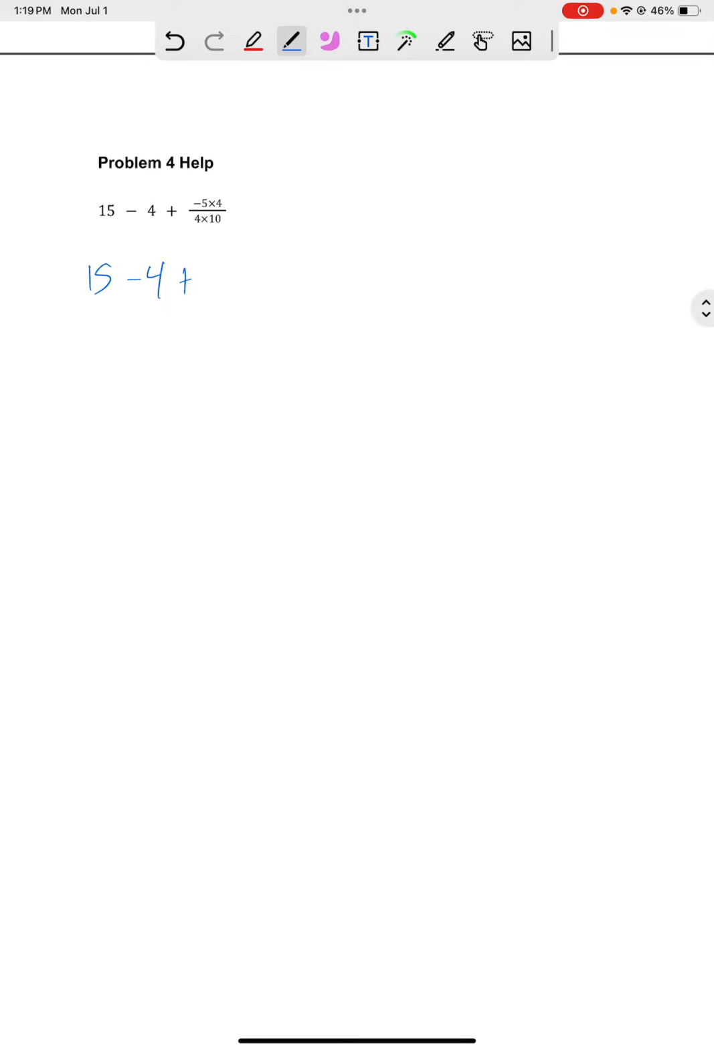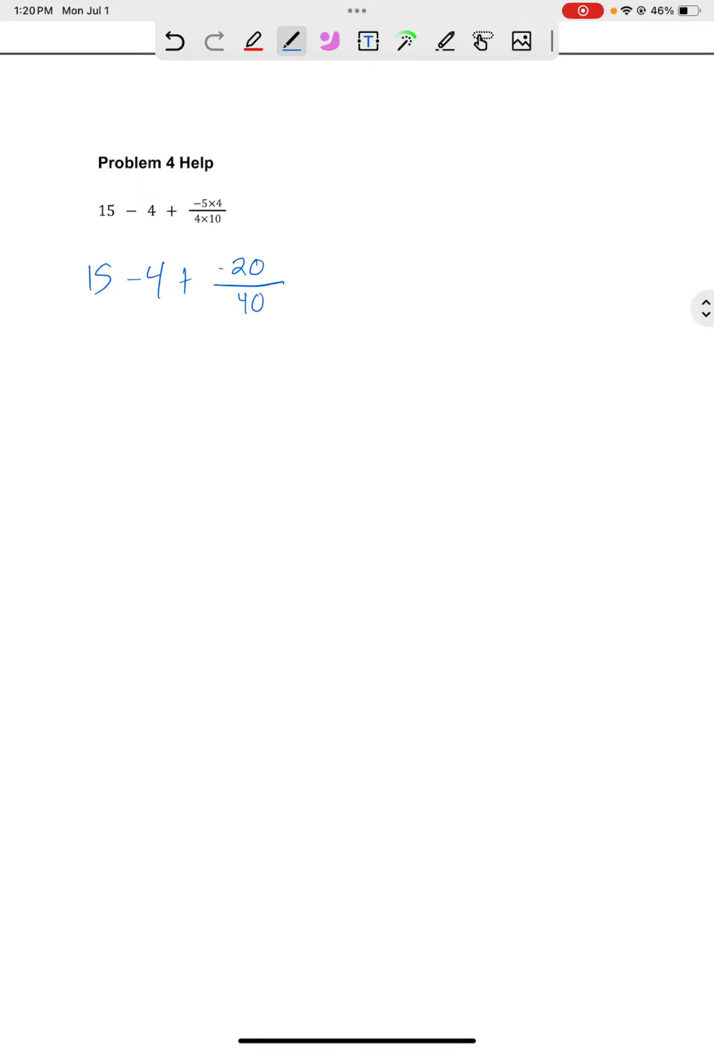So focusing in on the numerator, the top part of the fraction. What is negative 5 times 4? Well, it's just whatever 4 times 5 is with a negative. So 4 times 5 is 20, and so it's negative 20. And now, focusing on the denominator, the bottom part, I have 4 times 10. What is that? Well, that's just 40, right? The simple trick of adding a 0 after the 4 when you multiply by 10. Okay, so then I have negative 20 over 40.